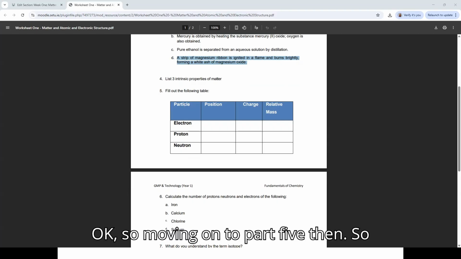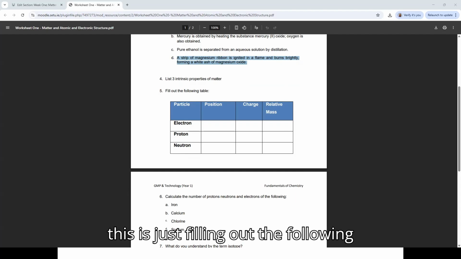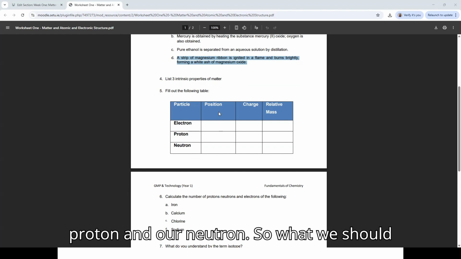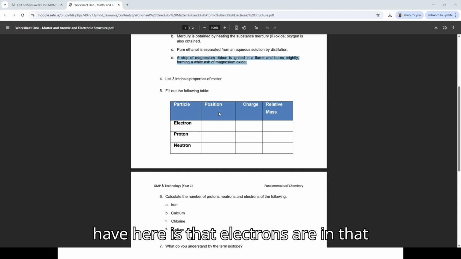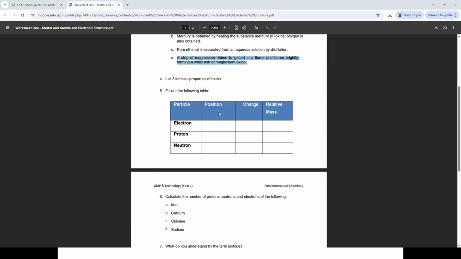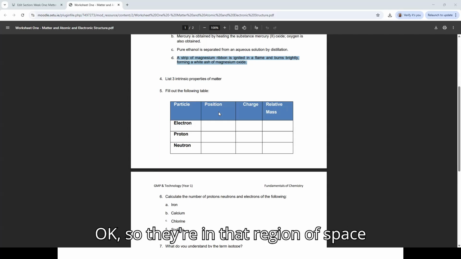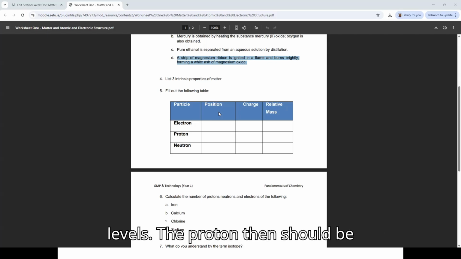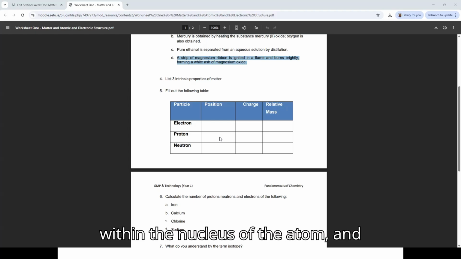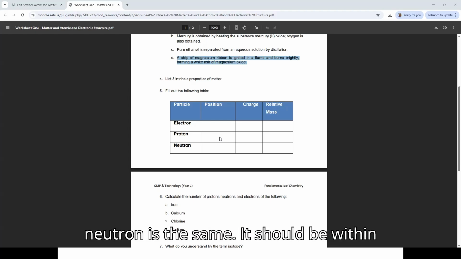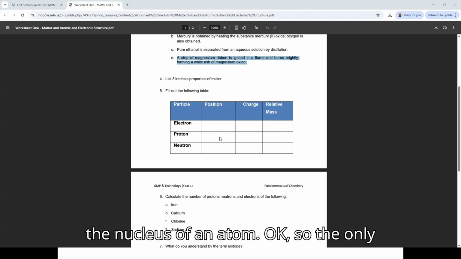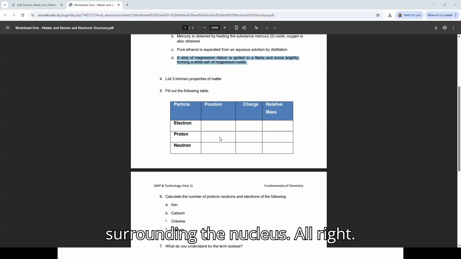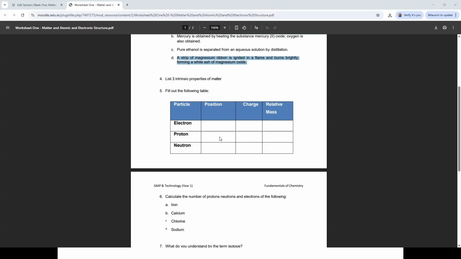Okay, so moving on to part 5. This is just filling out the following table. We have our electron, our proton, and our neutron. What we should have here is that electrons are in that space around the nucleus. They're in that region of space that surrounds the nucleus in the energy levels. The proton should be within the nucleus of the atom, and the neutron is the same. It should be within the nucleus of an atom. So the only one that's different here is that the electrons are in that region of space surrounding the nucleus.